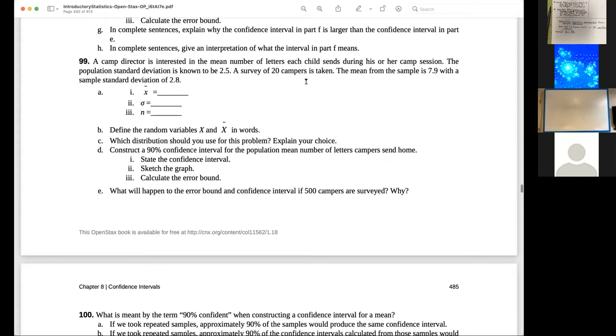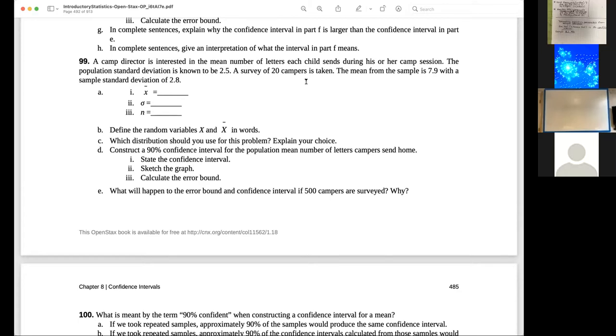So the camp director takes a survey, picks out 20 campers. Now, let's assume that the 20 campers were randomly selected in a legitimate way. So I'm not going to interfere with that right now. He or she did not pick just the 20 people who love writing letters, or from the other side, hate writing letters. So let's assume in all of our work today that the surveys we're reading about were done legitimately. There are simple random surveys. Maybe another time we could discuss what happens if we don't believe that the survey was done legitimately.